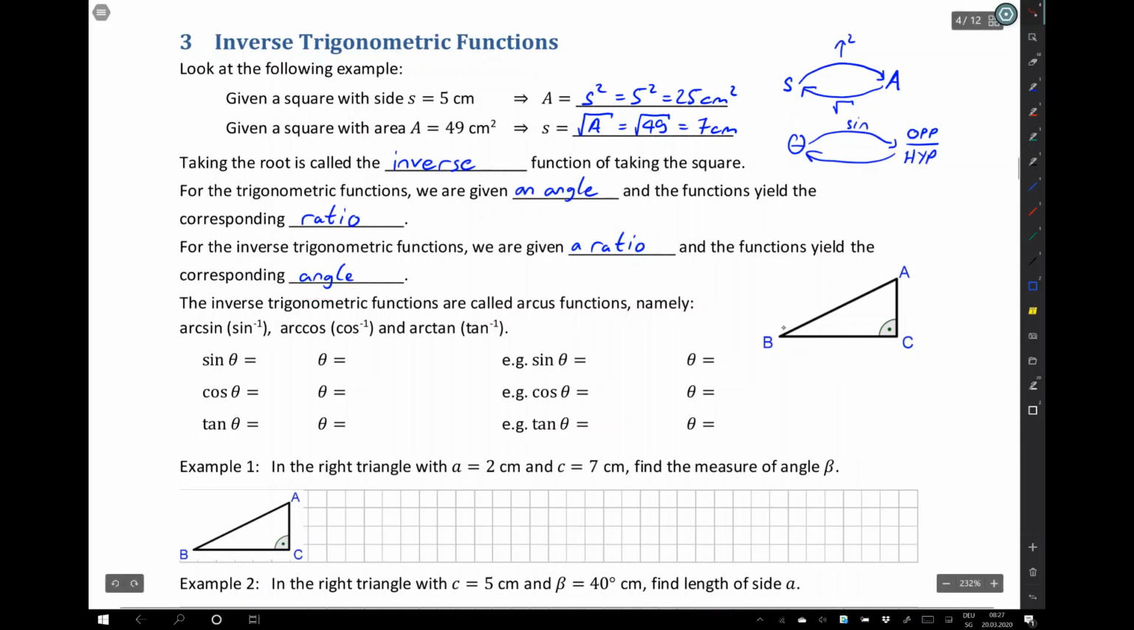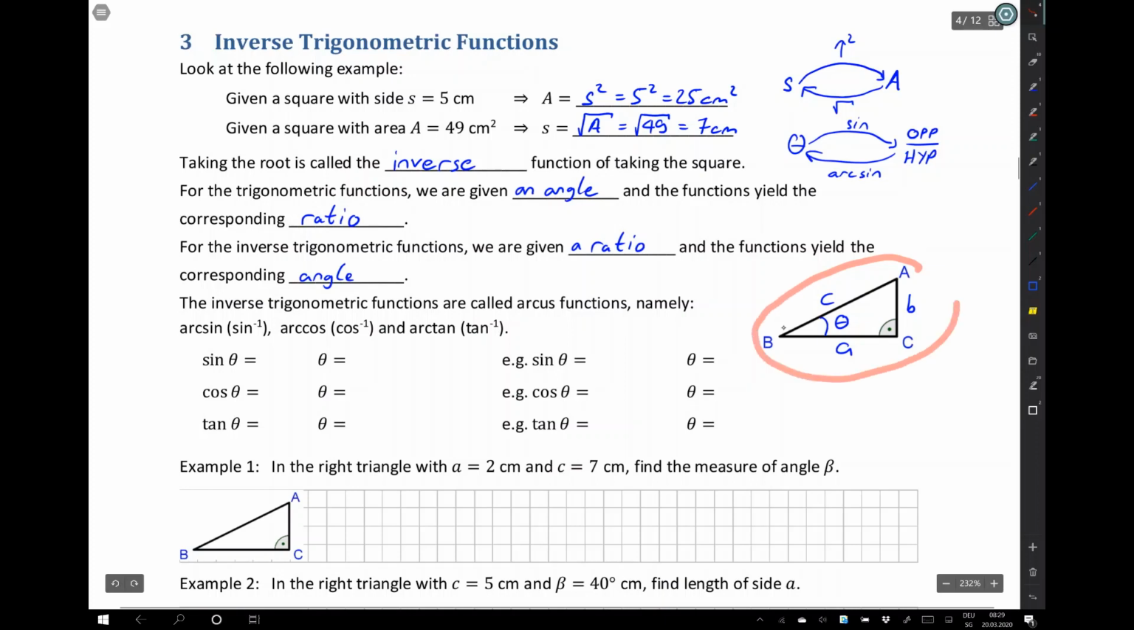These inverse trigonometric functions are called arc functions, so we have arcsine, arccosine and arctangent. Note that they are often also written as sine to the power of -1 or cosine to the power of -1 or tangent to the power of -1. Especially on the calculator you'll find them with this naming. Nevertheless, we will not use this naming. So when we're given the ratio opposite divided by hypotenuse and we want to find theta, we have to apply arcsine. With sine, we get from the theta to the ratio, with arcsine from the ratio to the angle.